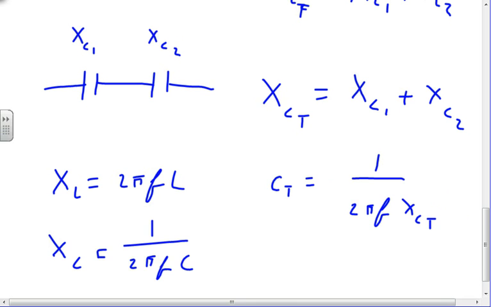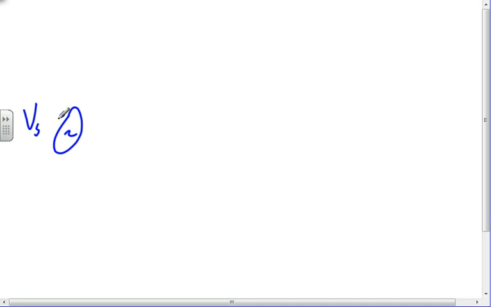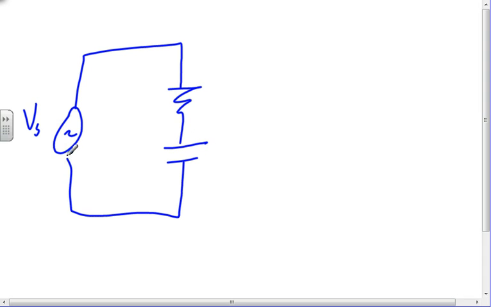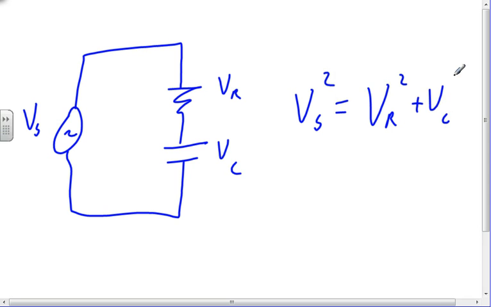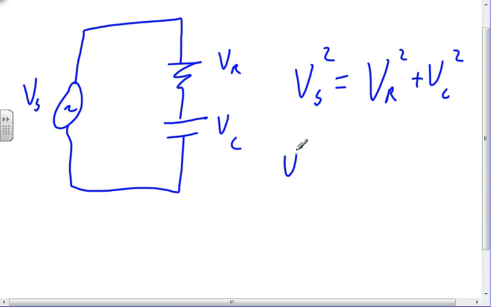Okay, so I got some source resistance, I got some source voltage, some voltage across the resistor, voltage across the capacitor, and some voltage across the source. Voltage across the source squared is the voltage across the resistor squared plus the voltage across the capacitor squared. The voltage across the capacitor is 90 degrees out of phase with the voltage across the resistor, so I'm using the Pythagorean theorem. Voltage source equals the square root of voltage across the resistor squared plus voltage across the capacitor squared.